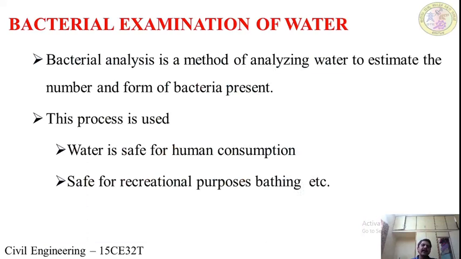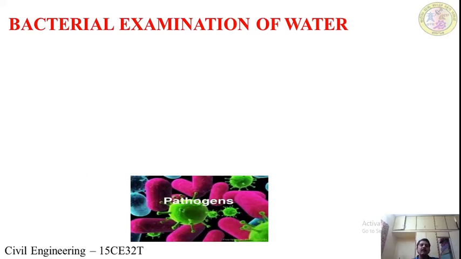Why is this bacterial analysis to be made? Bacterial analysis is a method of analyzing the water to estimate the number and form of the bacteria present in the water. This process is used to check whether the water is safe for human consumption. For safe drinking water, there should be no pathogens present in the water.